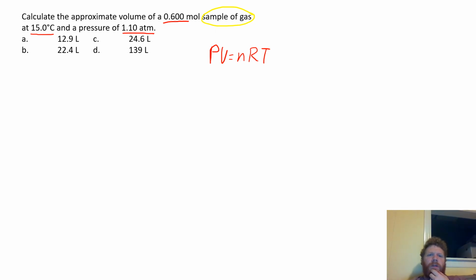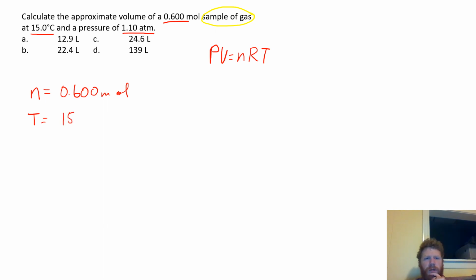Now, we have some of these values already defined. So first of all, our n is going to be 0.600 moles of our unidentified gas. Again, the identity of the gas is completely irrelevant. Temperature. Well, our temperature must be measured in Kelvin. So if our temperature is presented as 15.0 degrees Celsius, what we want to do is add 273.15 Kelvin. So that brings us to 288.15 Kelvin as our temperature.